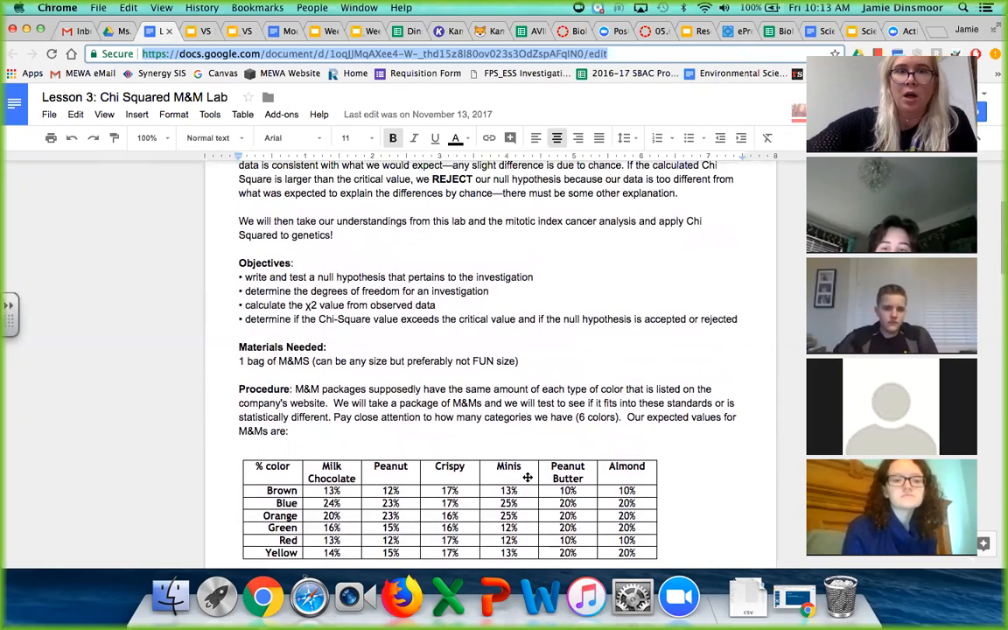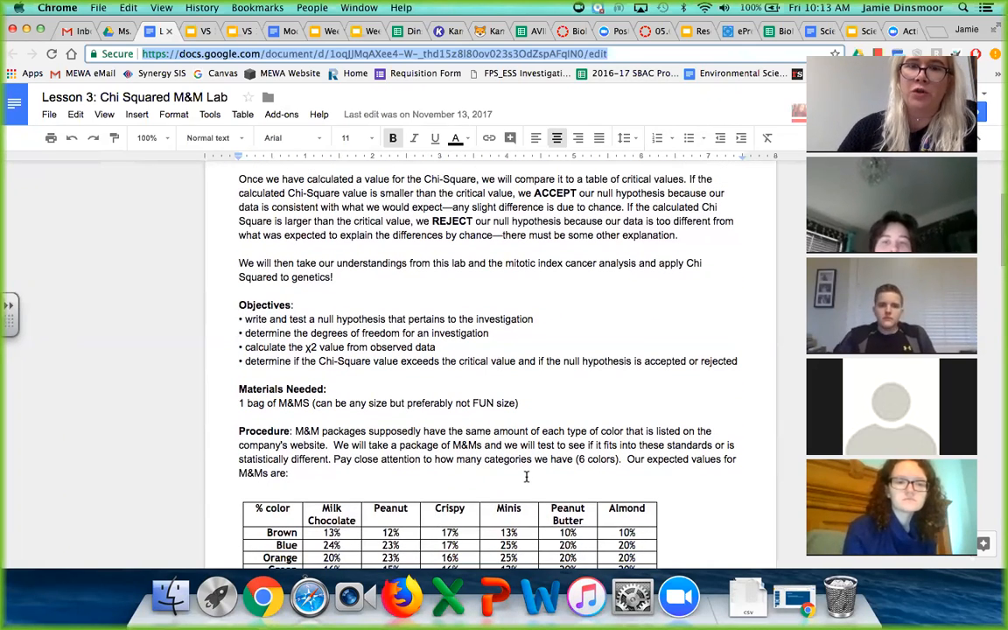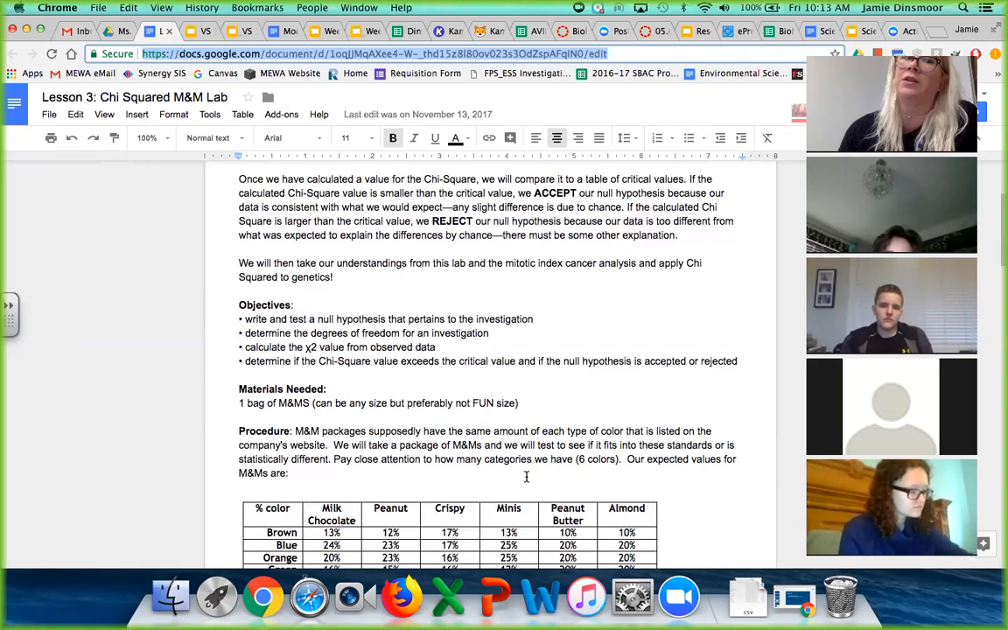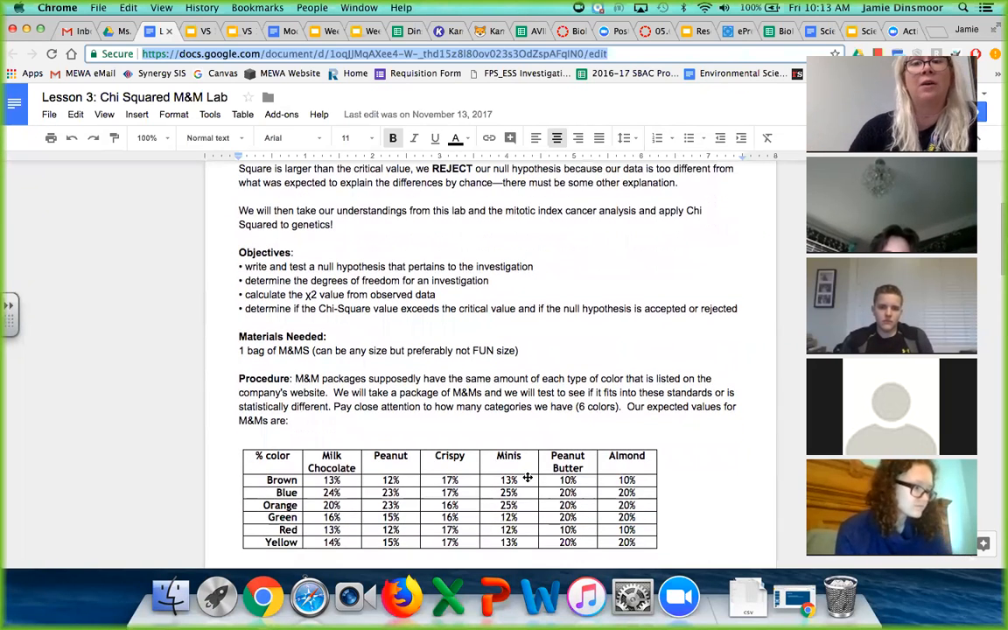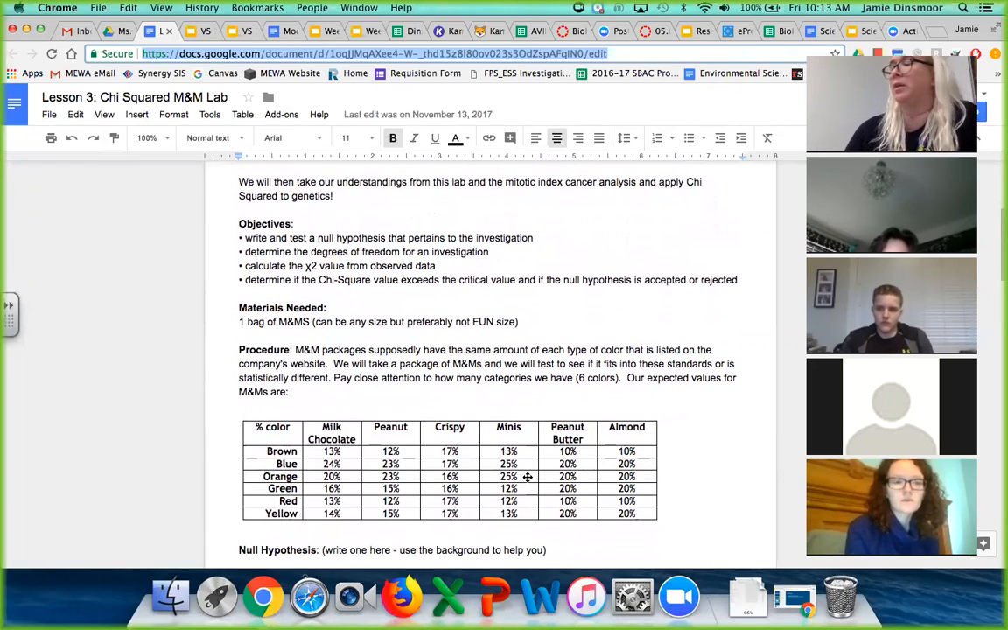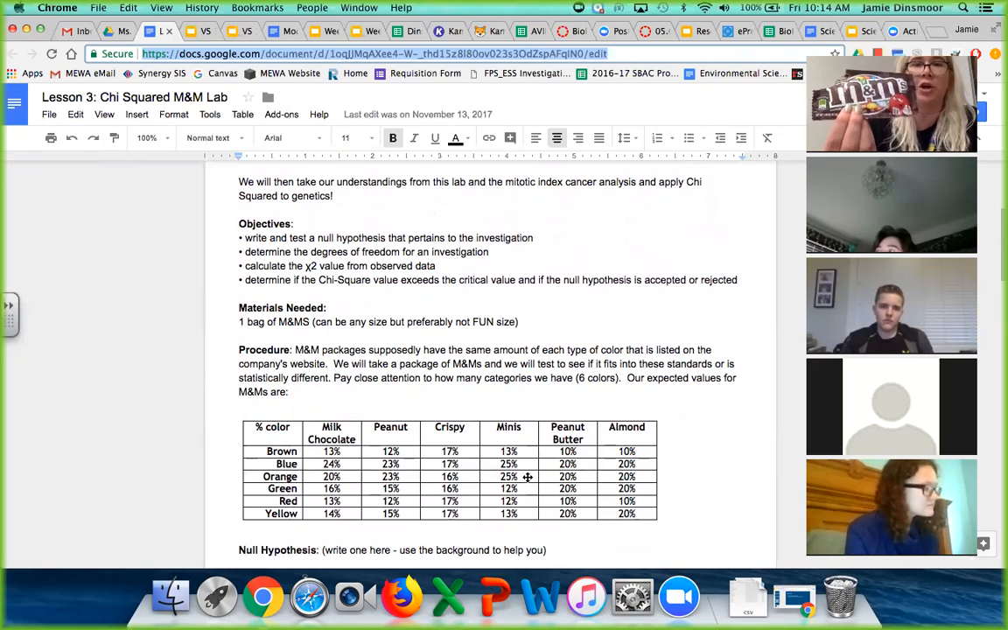So, procedure. We'll read first, then we will do our null hypothesis. M&M packages supposedly have the same amount of each type of color that is listed on the company's website. We will take a package of M&Ms and we will test to see if it fits into these standards or is it statistically different. So pay close attention to how many categories we have, right? The categories are going to be important for chi-squared. So they actually have the different types of M&Ms, right? So in case you went fancy and bought almond M&Ms, you might have different percentages here. I just have a typical standard regular milk chocolate M&M package here.